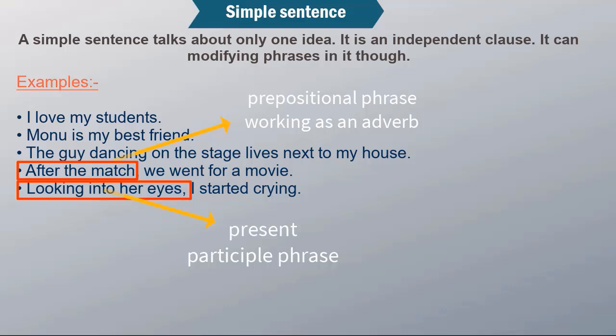Again, this is a simple sentence. Looking into her eyes is a participle phrase. I started crying is an independent clause. So this is again a simple sentence which has a modifying phrase. I'll tell you again, a simple sentence can have phrases, can have modifiers in it. Okay? One more example, after the match we went for a movie. After the match, modifying phrase, we went for a movie.